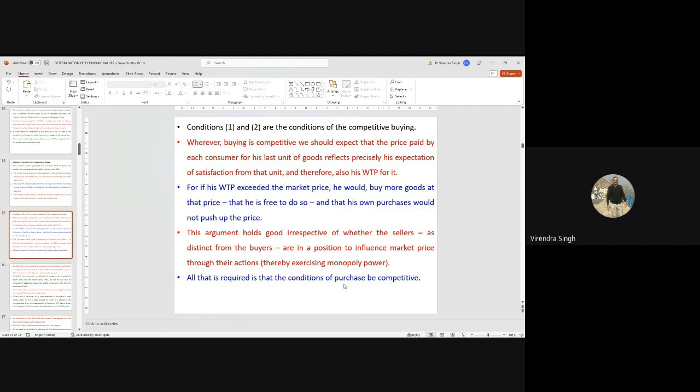This argument holds good irrespective of whether the sellers are in a position to influence the market price through their own action, thereby exercising monopoly power. All that is required is that the conditions of purchase be competitive.